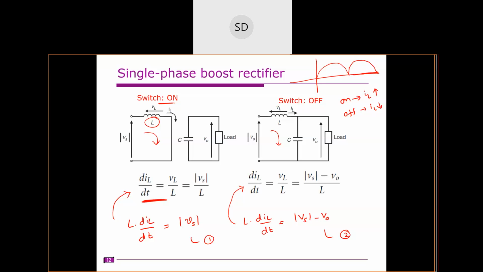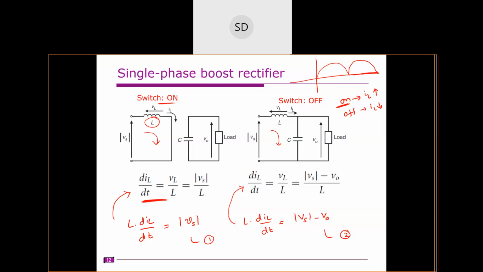We have vice versa, right? If the switch is on, the inductor current may increase or decrease, and when the switch is off, it may decrease or increase. Under those conditions only, we can control the inductor current, right?